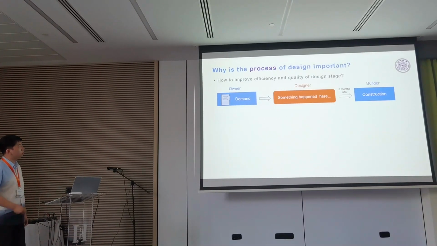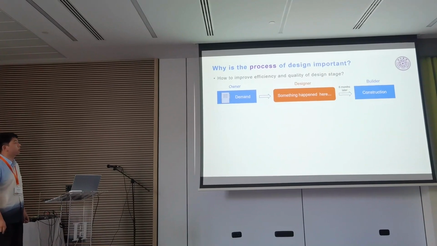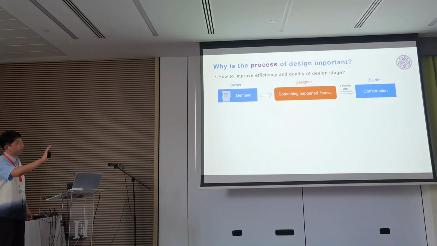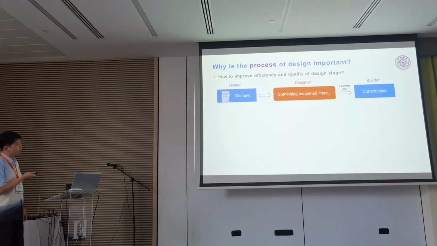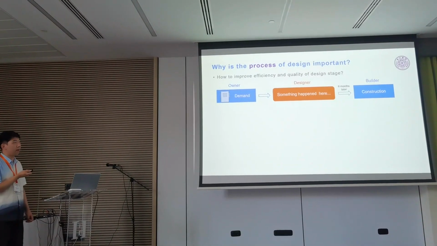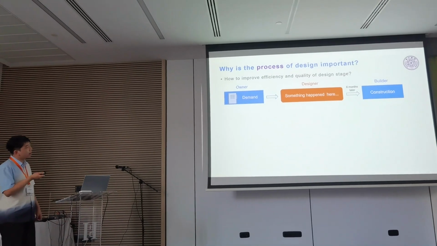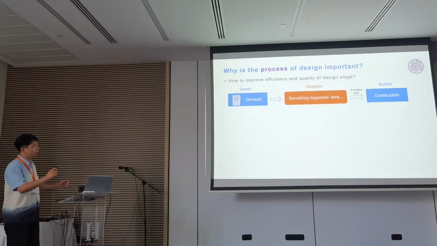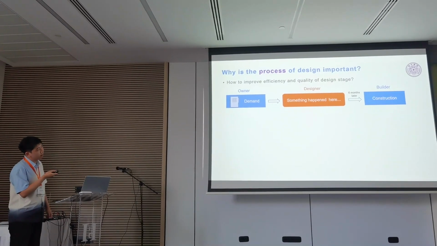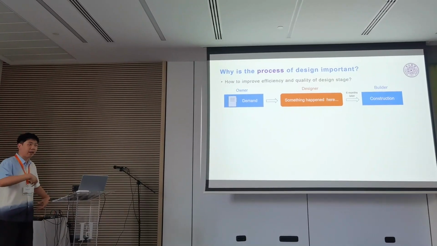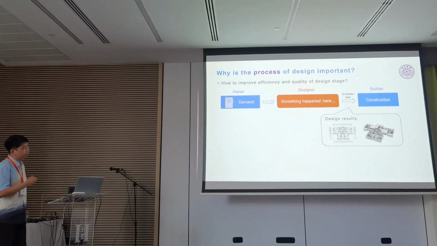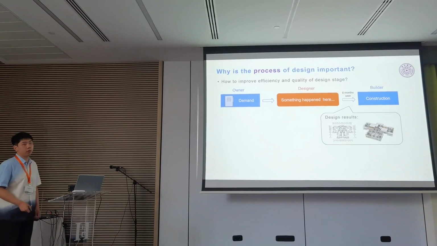So how do we improve the efficiency and quality of the design stage? Well, this is basically the process of design. The owner will give a demand to the designers, for example, a design firm, and the designer will design it. And some time later, maybe 6 months, they will provide the results of their designs, and the results will be given to the builders to continue construction.